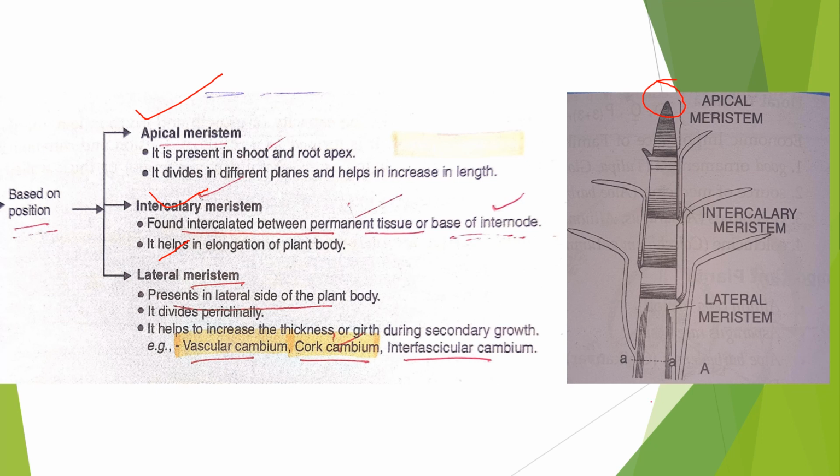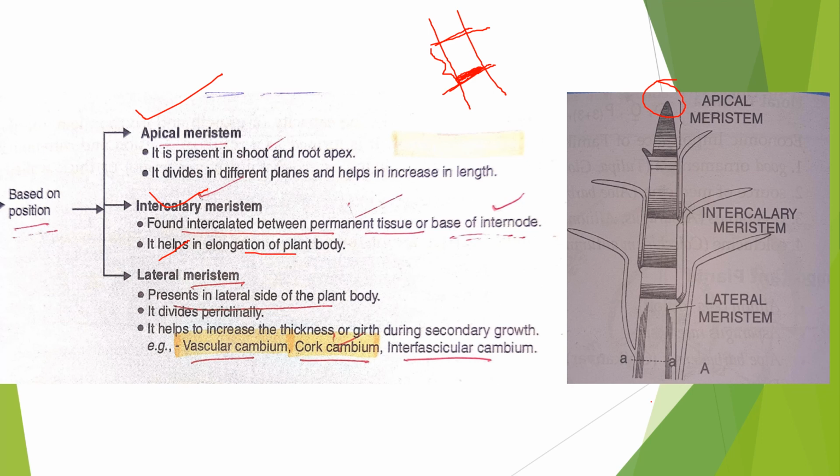So it is apical meristem. Then intercalary meristem. See, it is the stem, and many nodes and internodes are present. These are the nodes of the stem from where leaf arises. Between two nodes, a space is known as internode. At the base of this internode, intercalary meristems are present. So it helps in the elongation of the plant body.